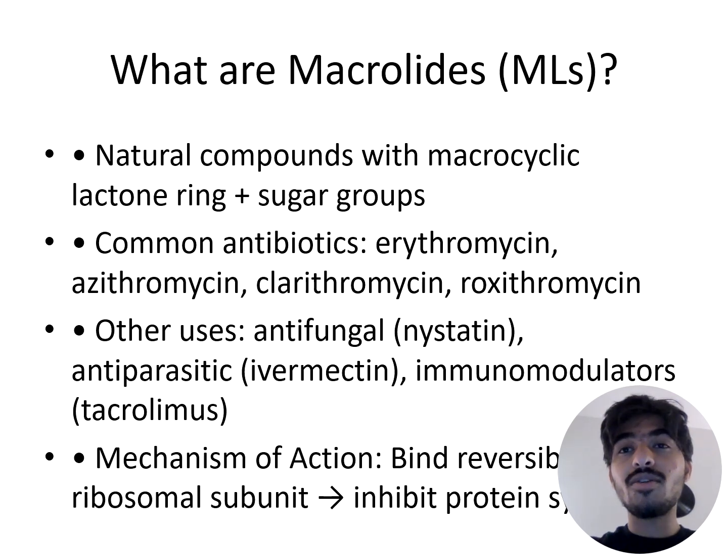So coming to macrolides, what are macrolides? Macrolides are natural antibiotic compounds that contain a large macrocyclic lactone ring attached to sugars. The most common ones used as antibiotics are erythromycin, azithromycin, clarithromycin, and roxithromycin. They are very versatile because some derivatives are used as antifungals like amphotericin B and nystatin, some as antiparasitics like ivermectin, and some as immunomodulators like tacrolimus and sirolimus.